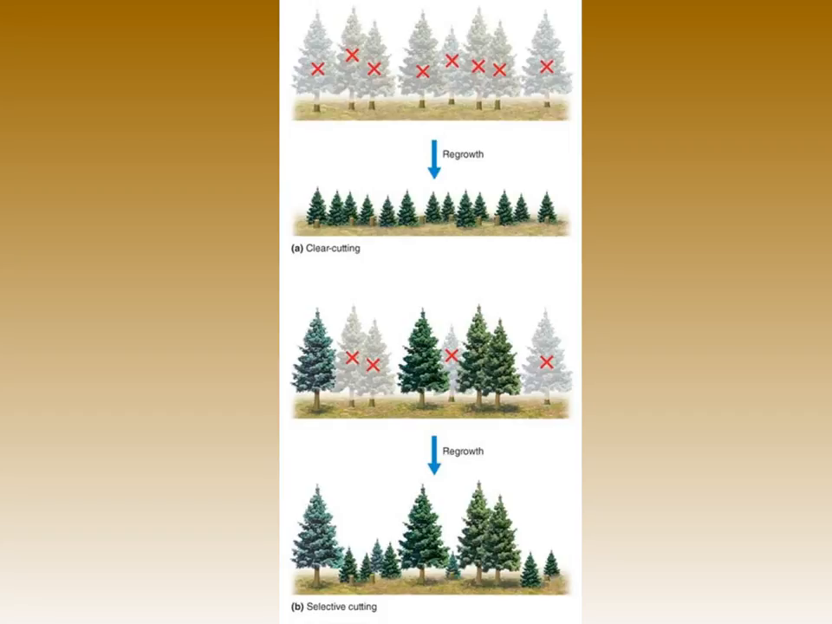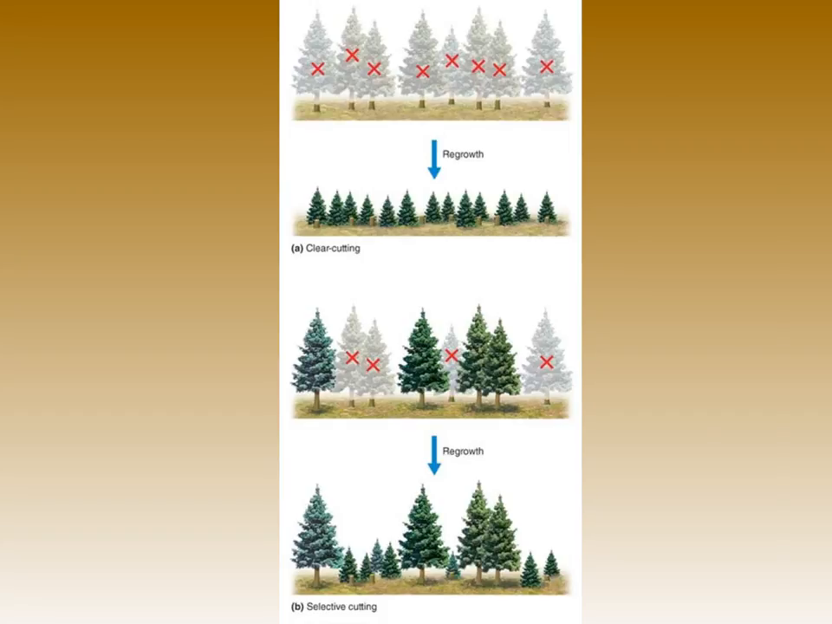A tree plantation is a large area typically planted with a single rapid-growing tree. The problem with this is that by cutting them down and planting again, you're basically degrading the soil, and you're going to have to use fertilizers to make sure you keep all the nutrients in the soil.